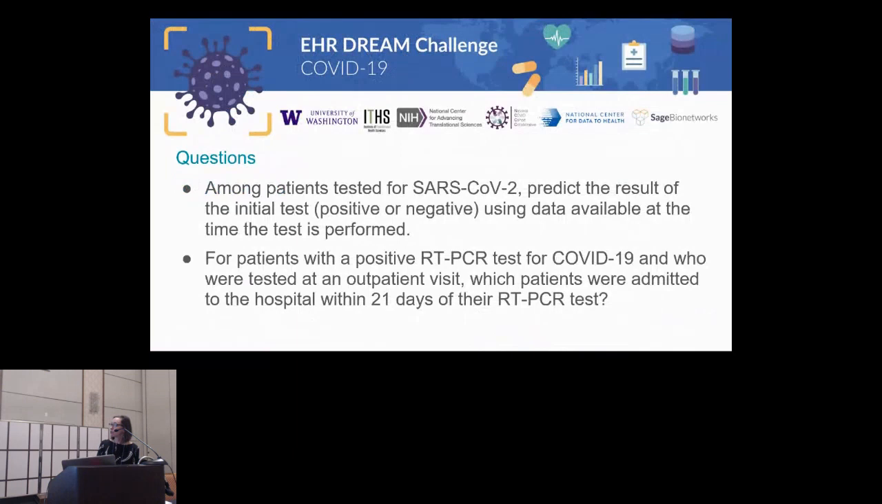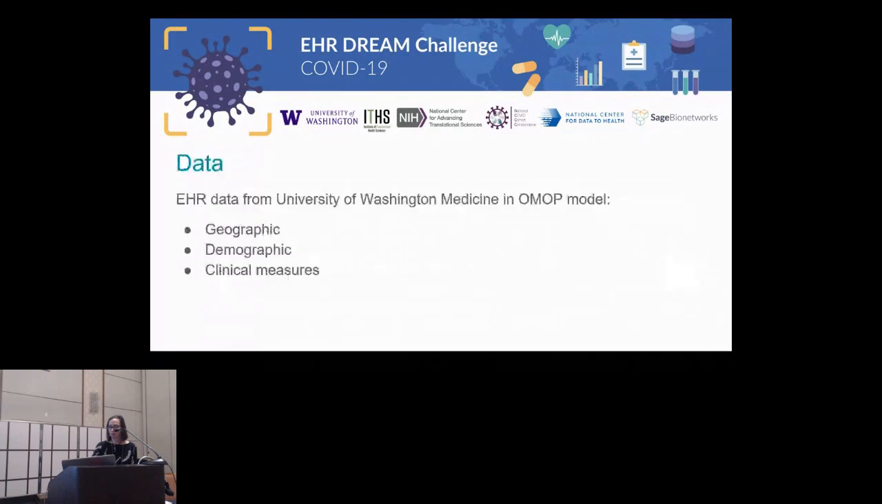Then we did a COVID-19 one, and I'll keep this one really brief. This is right when COVID was starting, again before the N3C was built. Among patients who tested positive, predict the results of the initial test, positive or negative, using data available at the time that the test was performed. That's really clinically relevant: looking at the patient in front of me, what's the prediction about whether or not they're going to be COVID positive or negative? And then for those that are positive and were tested in an outpatient visit, which patients were admitted to the hospital within 21 days of their test?